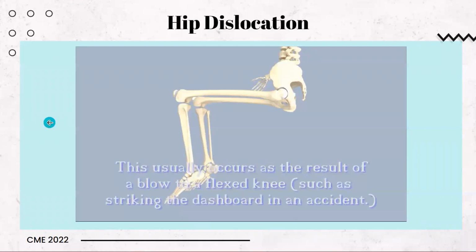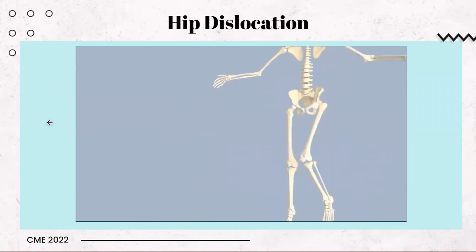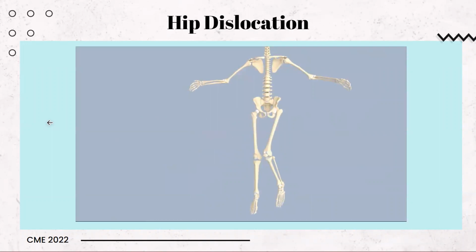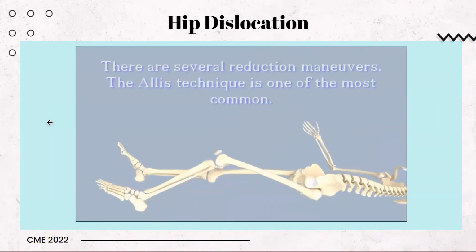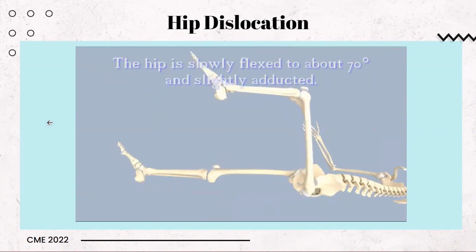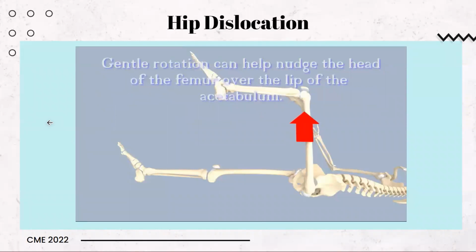So these are very common in car accidents where the patient is inside the car. If there is a forward force that comes in, it pushes the head of the femur behind. So the leg gets internally rotated, adducted, and shortened. This is a very classical finding you will get in patients who are brought in with dislocations. Then what you can do is something called Allis's maneuver, where you flex to 70 degrees and you apply traction in line with the femur to bring it back into the socket.